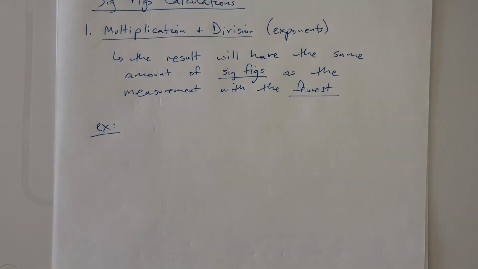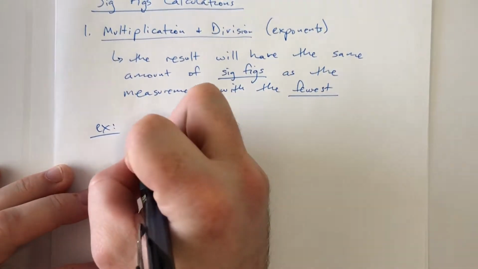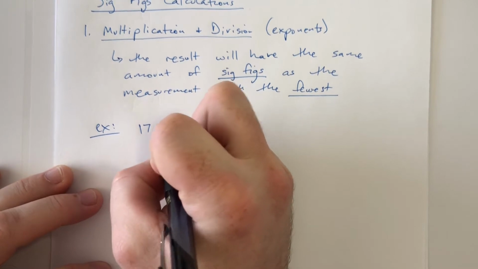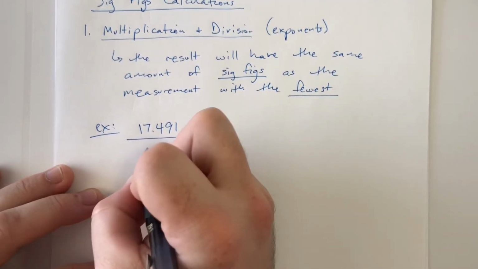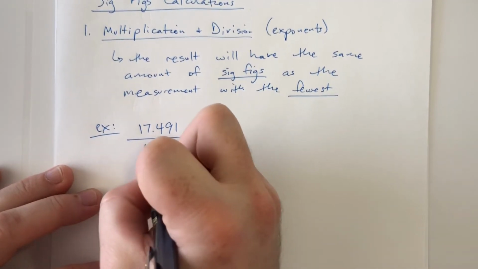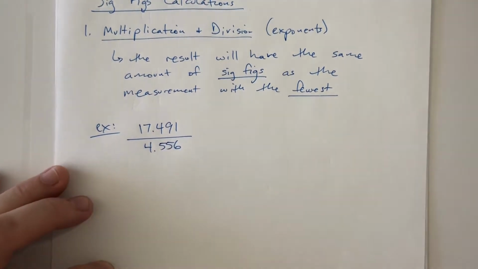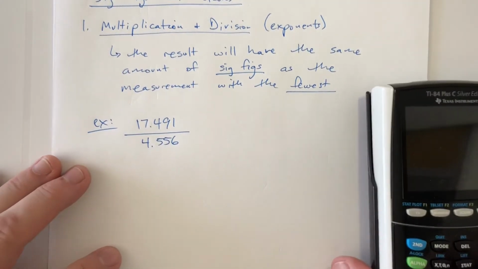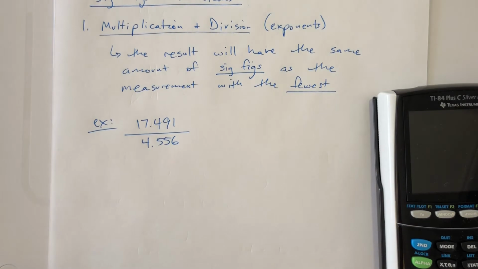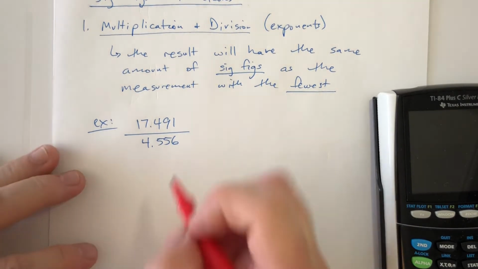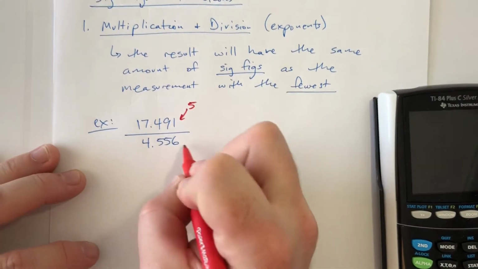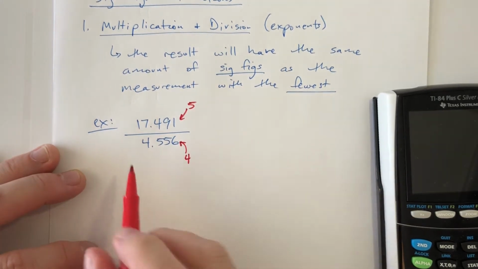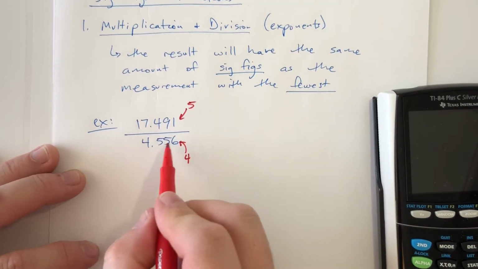All right, so let's take 17.491 divided by 4.556. I didn't put any zeros in just to make it really easy as to how many sig figs things have. So this has 5 sig figs, this has 4, correct? 1, 2, 3, 4, 5; 1, 2, 3, 4.